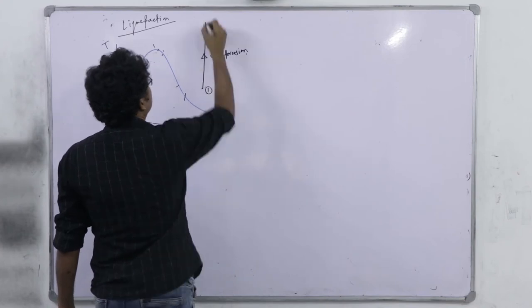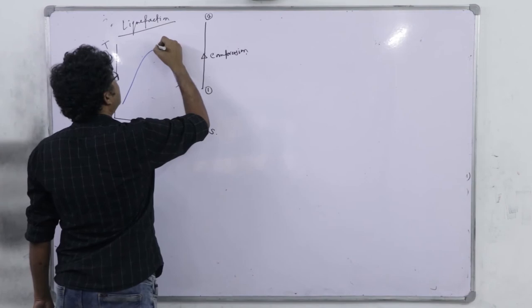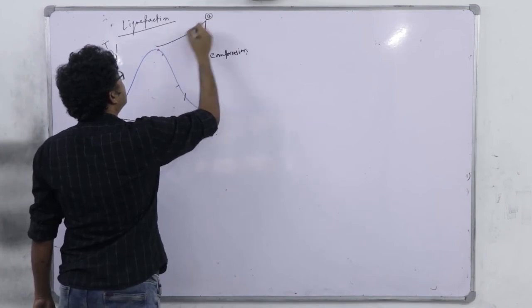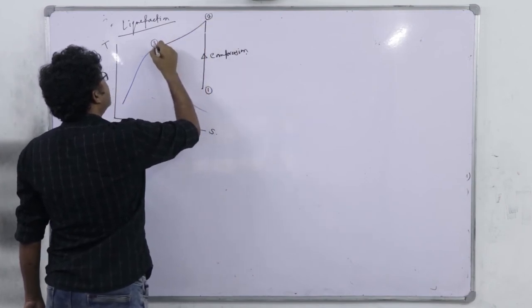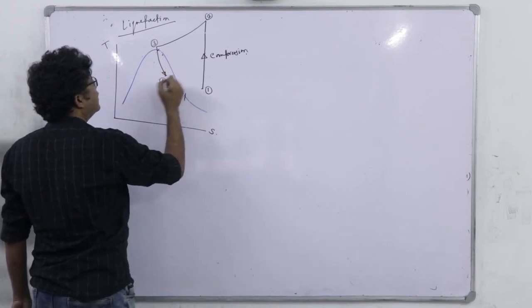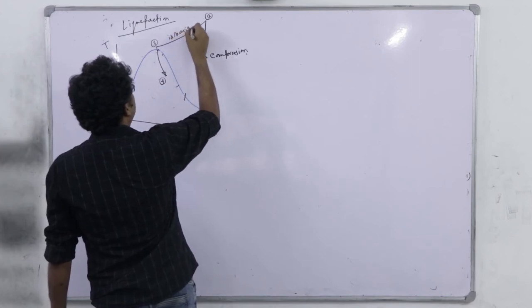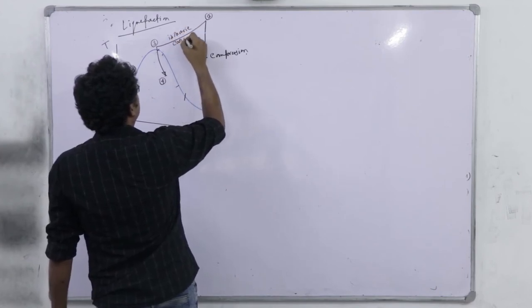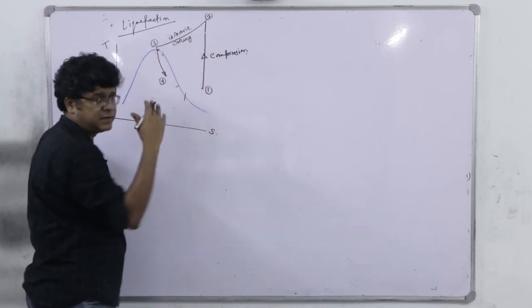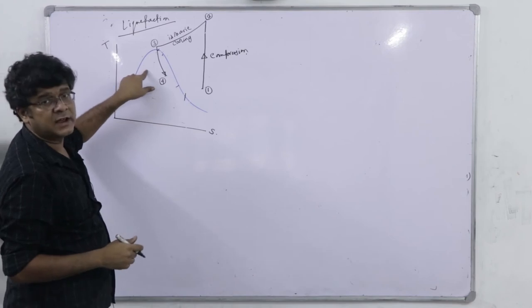Step 1, you go to step 2, then go for isobaric cooling. Step 3, next you throttle it. Step 4. So this is compression, this is isobaric cooling. However, this cooling we will accomplish differently, we will discuss it. But we are not going directly into the liquid state.